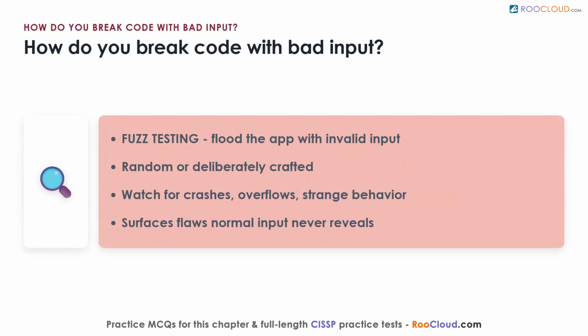So how do you break code with bad input on purpose? With a technique called fuzz testing. Fuzzing floods an application with a torrent of invalid input, either random or deliberately crafted, to push it past its limits. As the software chokes on the garbage, the tester watches for crashes, memory overflows, or any other strange behavior. The goal is to surface flaws that normal, well-formed input would never reveal. Think of shaking a vending machine every possible way to see what makes it jam.